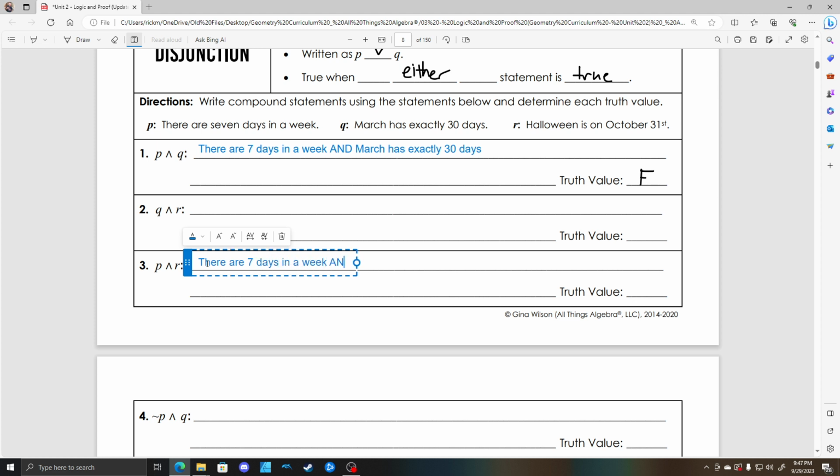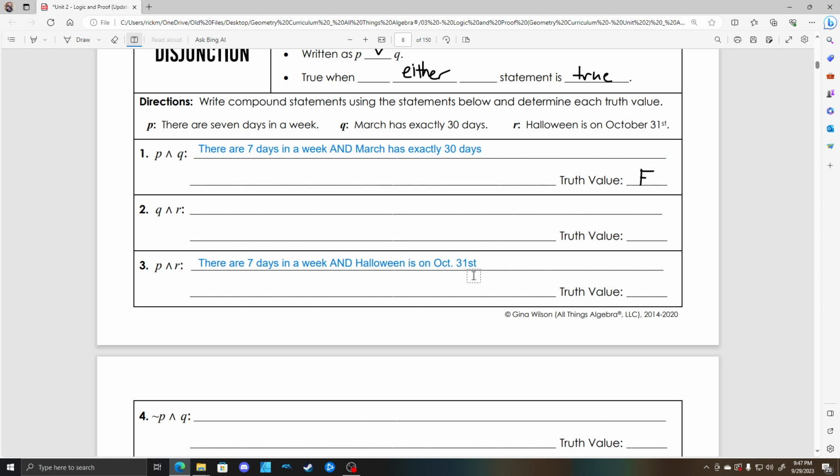And then it's and, because we have our and statement. And then it's R, which is Halloween. Halloween is on October 31st. Right? All right. So let's look at this. P and R. So both of these have to be true. There are 7 days in a week, and Halloween is on October 31st.